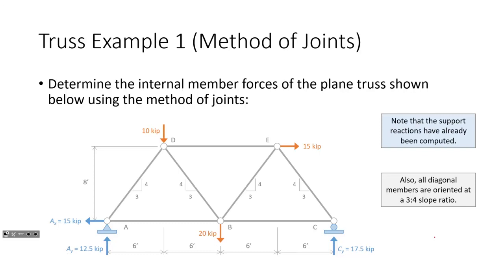We could go through them if you would like, but the idea is, look, sum moments here: 10 times 6, 20 times 12, 15 times 8 has got to equal something times 24, that's 17 and a half, and so forth. 15 to the right, 15 to the left, and then some verticals get 12 and a half. So there's going to be problems later on where I just give you the support reactions. I hope that's okay. I'm more than willing to go through them if you would like, but I want to get to the good stuff. I just wanted to forewarn you of that.